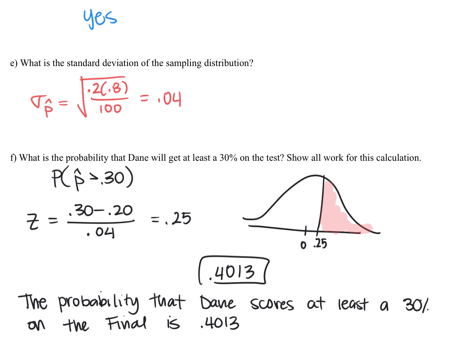So it's not a great probability, but it's higher than it would be if we had asked what's the probability he passes the final, which would probably be less than 10%. So a decent probability, not great, because a 30% is still failing.